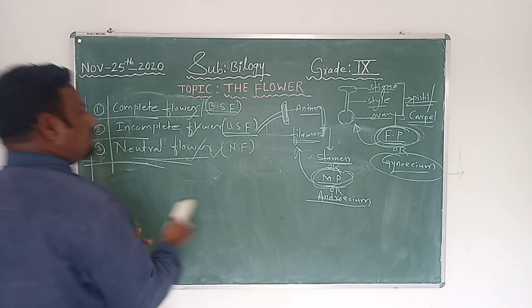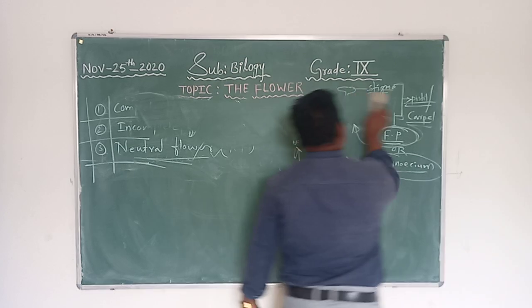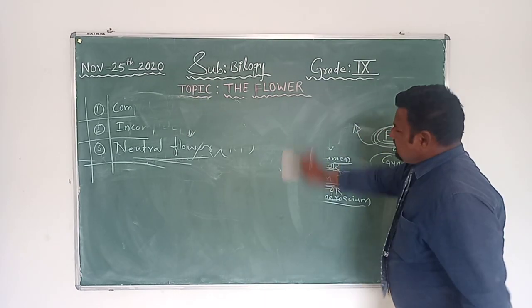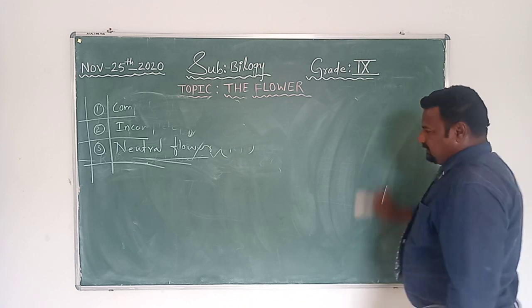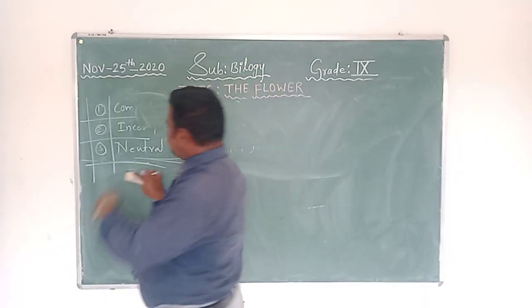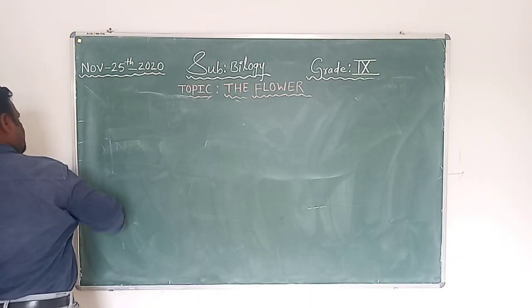Okay, let us continue. So this is based on the presence and absence of the male and female part in a flower. They are divided into three divisions. Is it clear? Now, further.